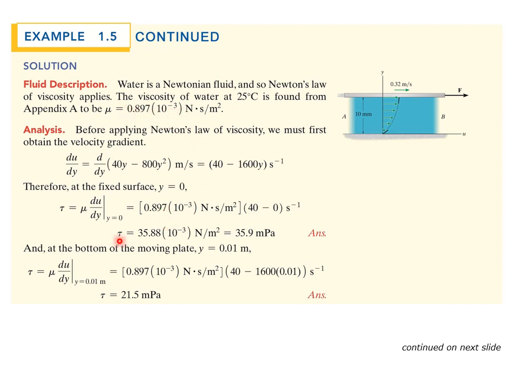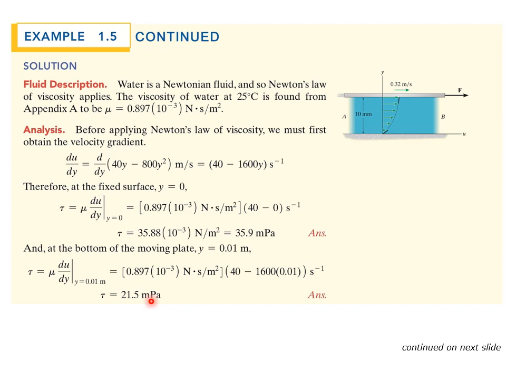So we can find the stress is 35.88 times 10 to the minus 3 newtons per square meter. And that's 35.9 millipascals. At the bottom of the plate, which is at 10 millimeters, again, we can plug in the gradient. So it's 40 minus 1600 times 0.01, that's the 10 millimeters. Calculate this out and you get 21.5 millipascals.